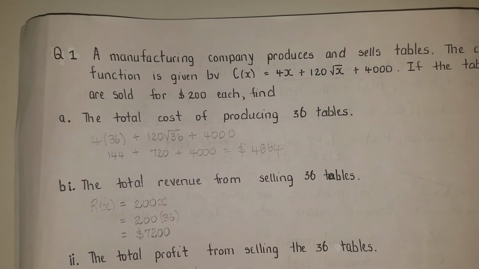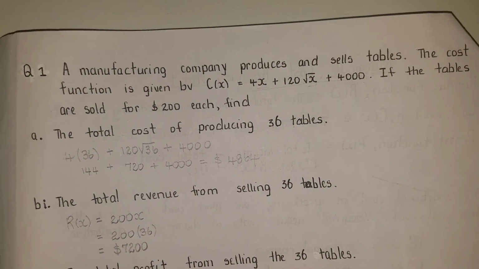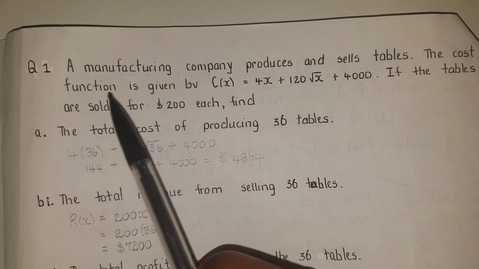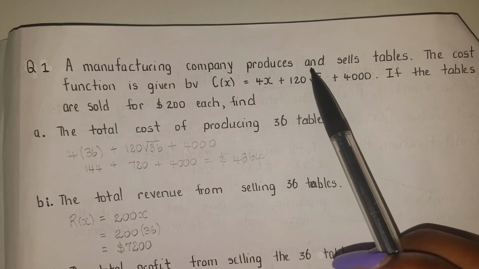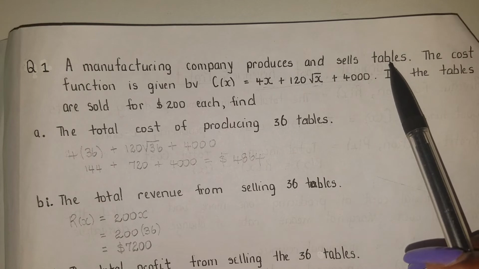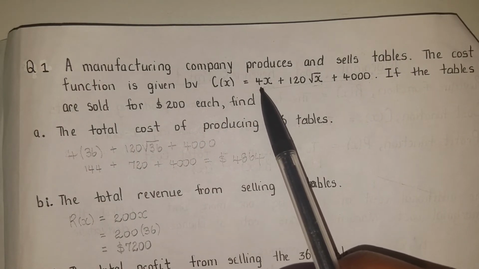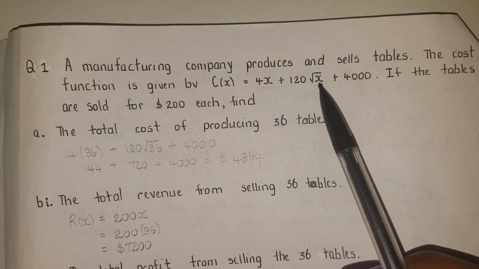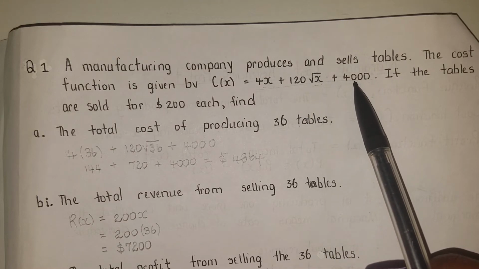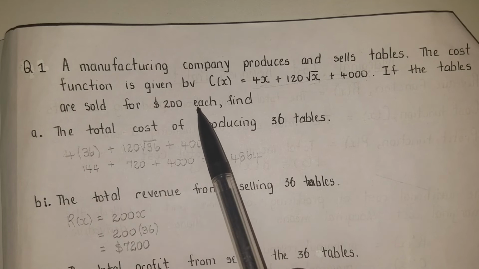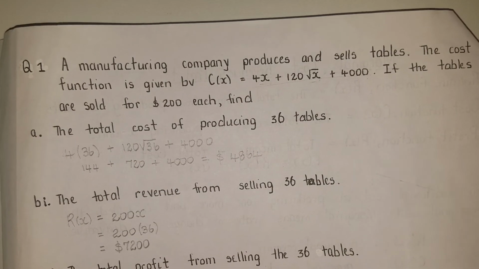Now, let's look into another question. It says, a manufacturing company produces and sells tables. The cost function is given by C of X equals 4X plus 120 root X plus 4,000. If the tables are sold for $200 each, find the total cost of producing 36 tables.